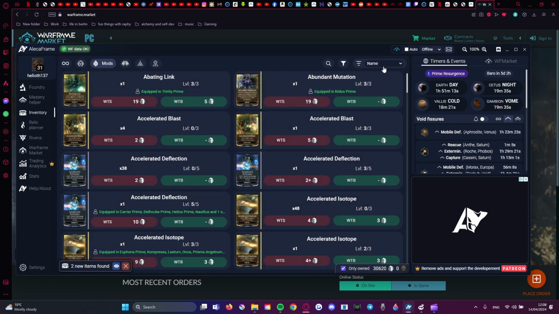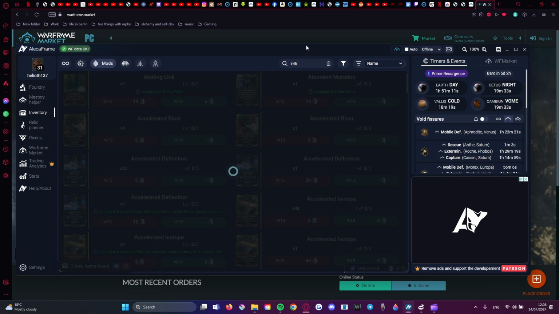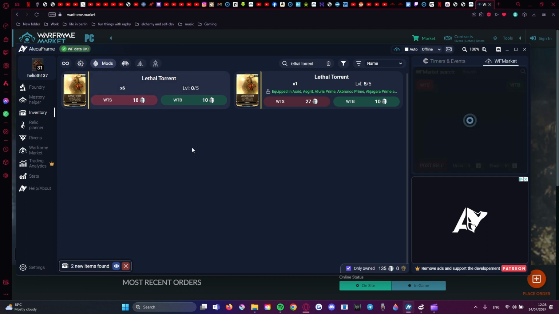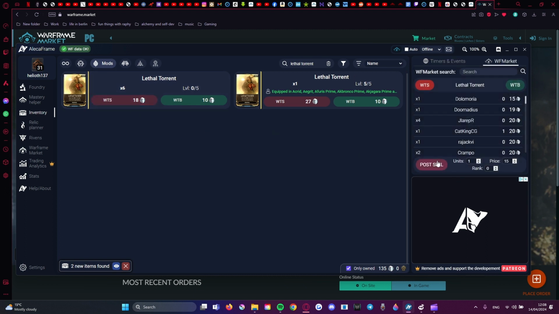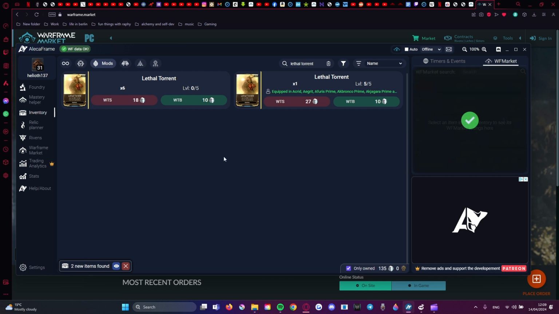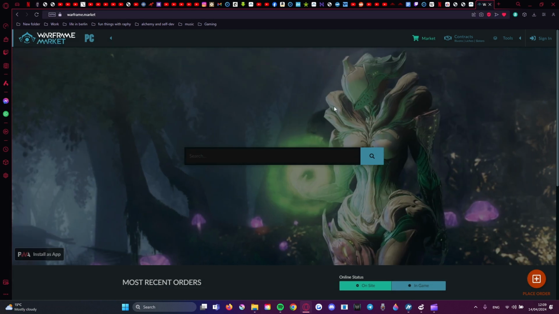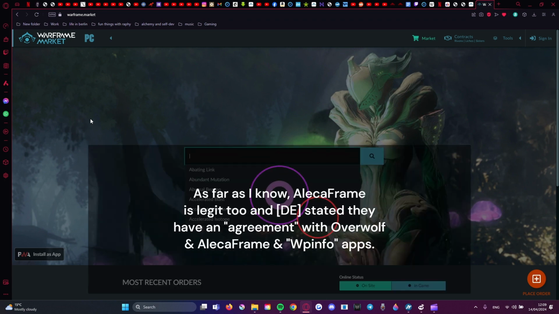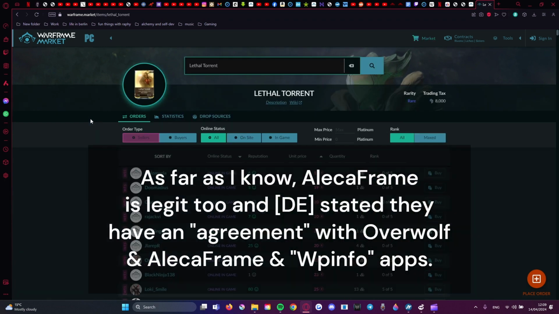We found some Mandonel, but Lethal Torrent, type it in here, and want to sell, up the price a bit to match the normal sort of price, and boom. If you don't like third-party apps, which is understandable, you can just go to warframe.market, which is a legit site, like everyone uses it. Don't get scammed by trade chat.